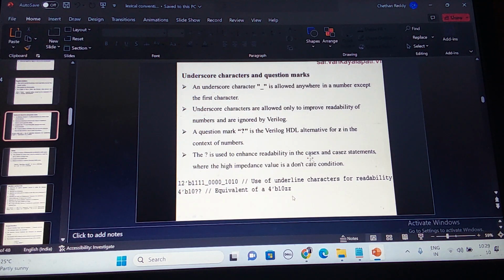So we'll be talking about it in loops. Okay. And then we'll talk about the case statement. When we talk about the behavioral model, we'll see what casex and casez statements are, where the impedance value is a don't care condition. So we'll be using the impedance value as a don't care condition.